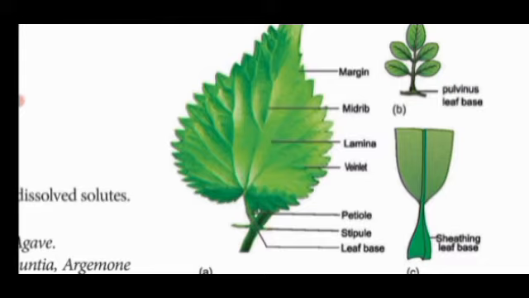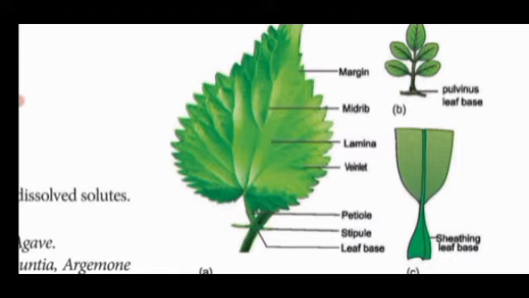The next, secondary functions. The leaves also perform some secondary functions such as storage, protection, support, reproduction. Storage of food material. Example, Aloe, Brassica, Agave are some of the leaves which store food material. Protection. Example, Opuntia, Argemone mexicana. These plants contain spines, that is the leaves are modified into spines. The spines protect the plant from grazing of cattle.